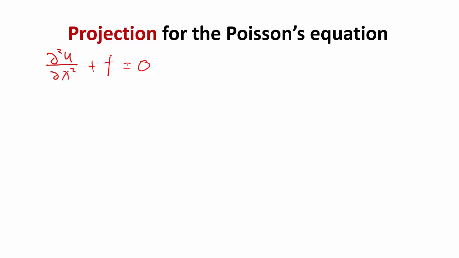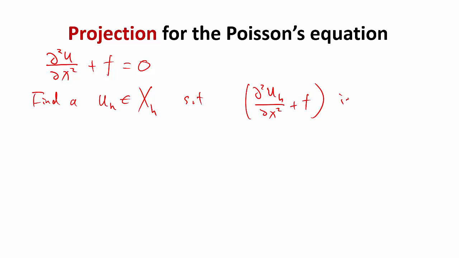What I mean is I want to find a solution u, let me just call it uh, that is within that finite dimensional space. So that instead of having the u to be as close to a particular function as possible, we want this whole thing to be as close to 0 as possible.